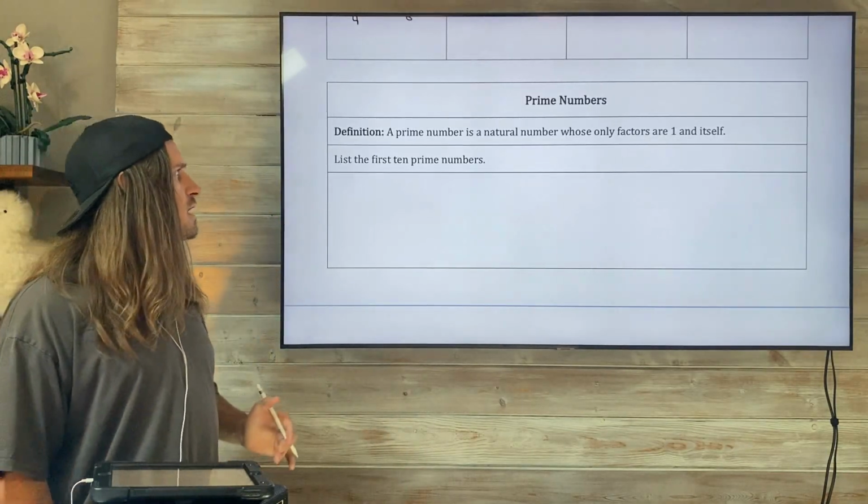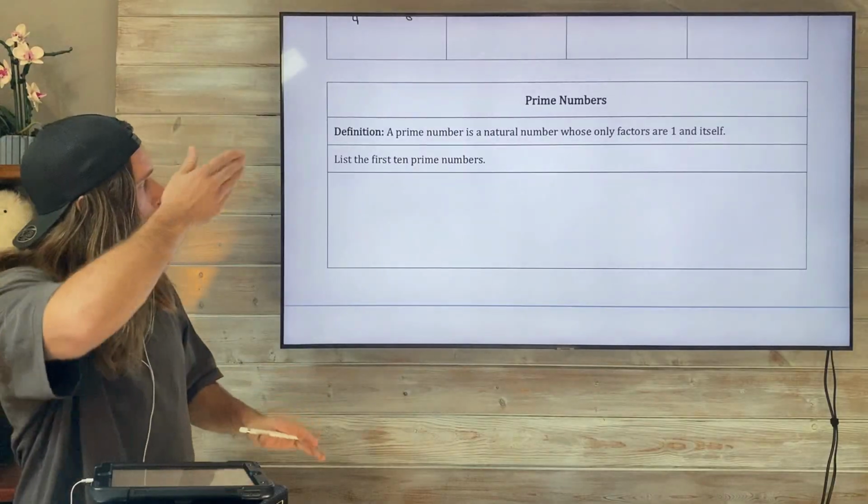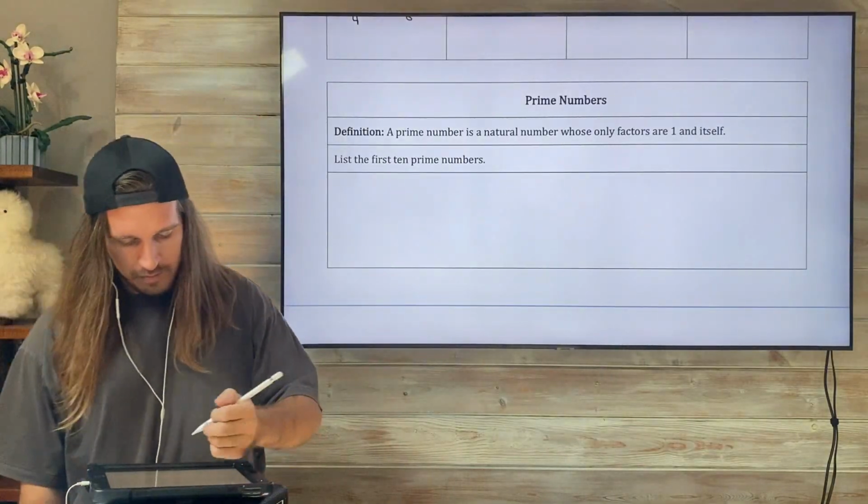And then here, list the first 10 prime numbers. So pause and see. Can you list the first 10 prime numbers?